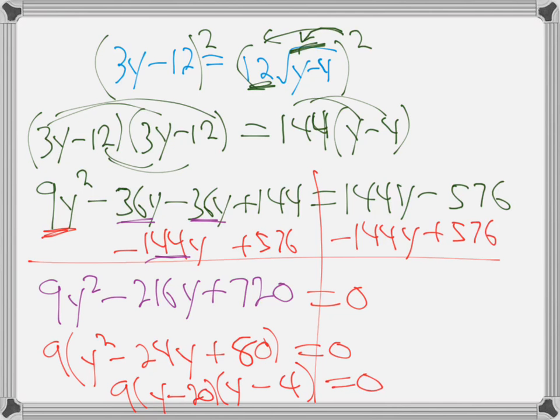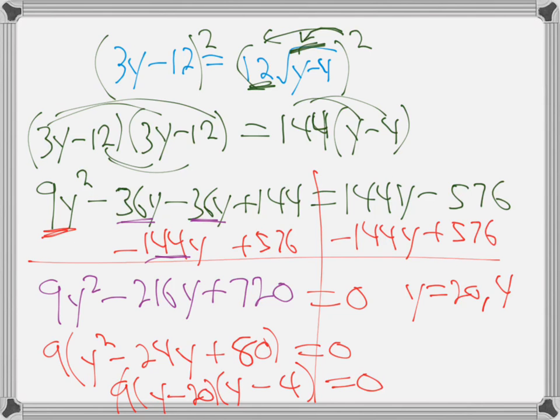The 9 you can throw away, which sounds weird. The 9 doesn't have a letter. So the answers are just 20 and 4. The 9 doesn't have a Y. So he's a throwaway. I wish I had more time to explain that.